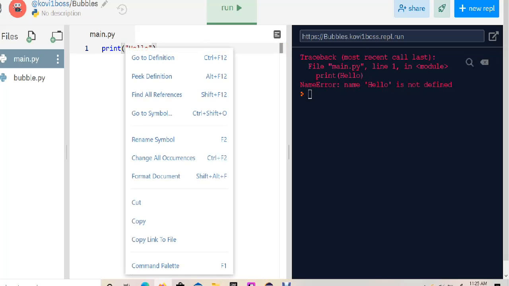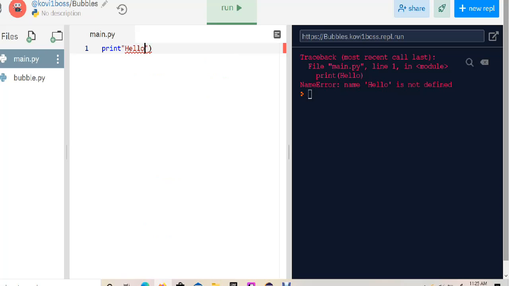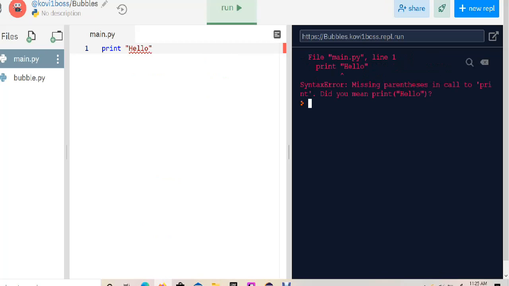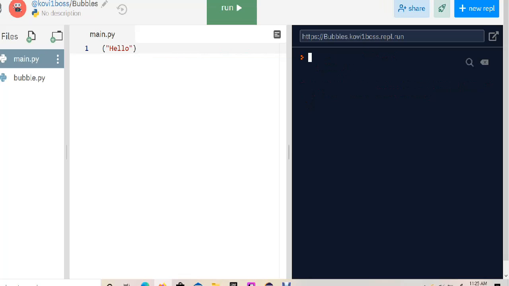Let's say you got rid of the parentheses. What would happen then? Or what if you just did that? That wouldn't work either, because print always needs parentheses. What if you were to do just hello? Nothing would happen. It's just something in parentheses with quotation marks, and it's not called or assigned, so it has no meaning, and it's like it's not even there.